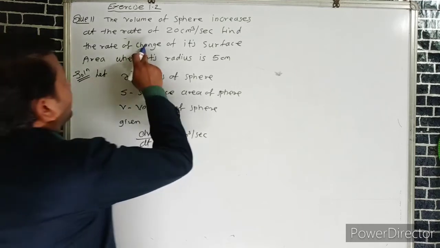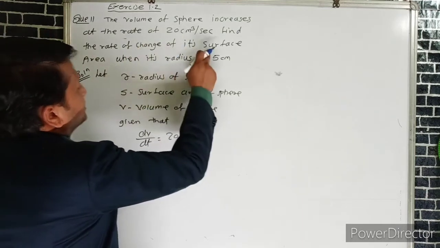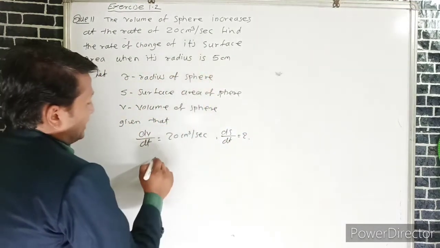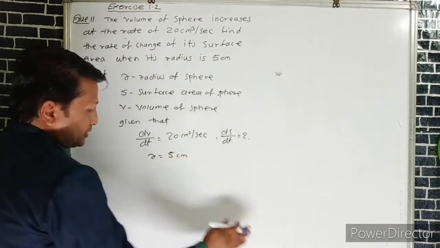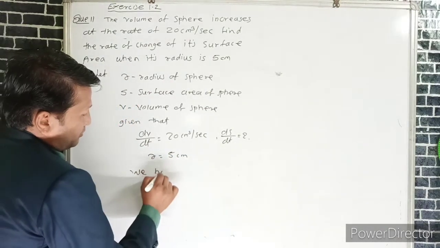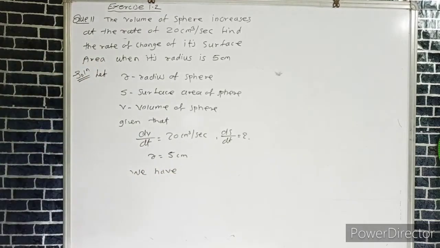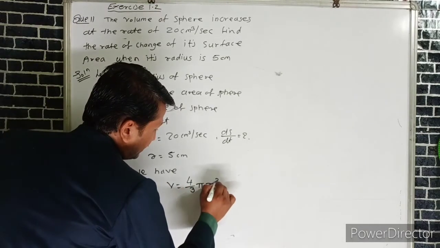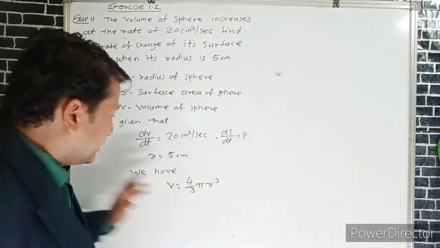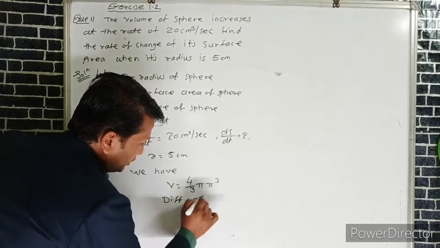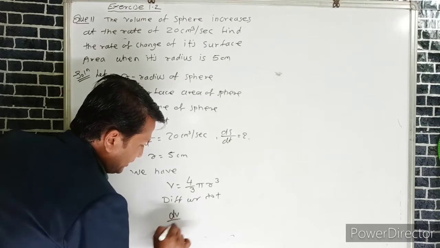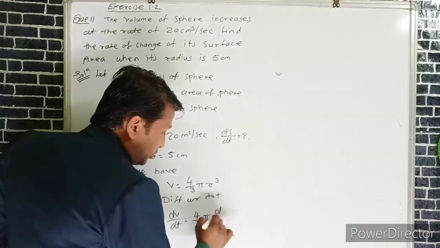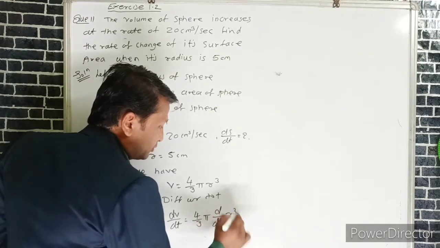Again, we have to find the rate of change of its surface area, dS upon dt, and the radius r is equal to 5 centimeter. So we have the volume of the sphere, V is equal to 4 by 3 pi r cube. Here r means radius. If we differentiate with respect to t, then we can write dV upon dt is equal to 4 by 3, a constant, pi again a constant, and we take the derivative with respect to t of r cube.